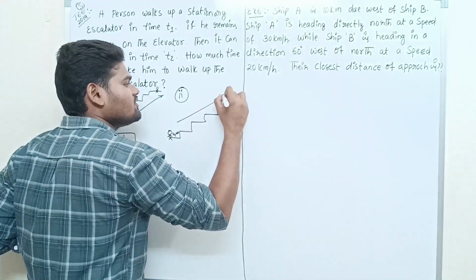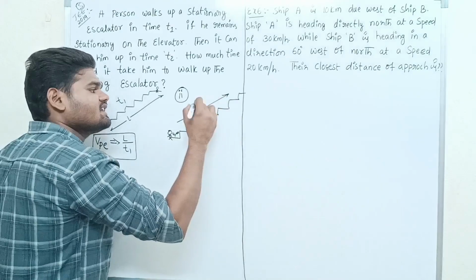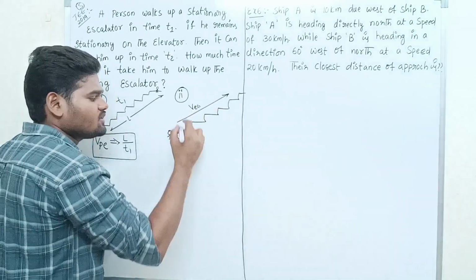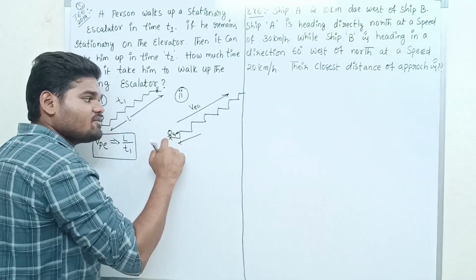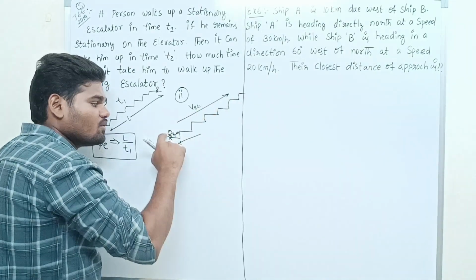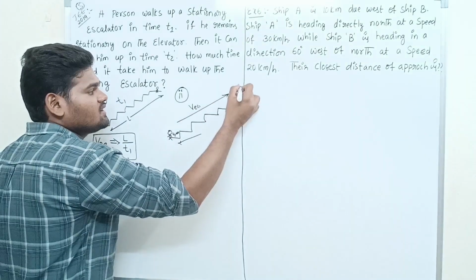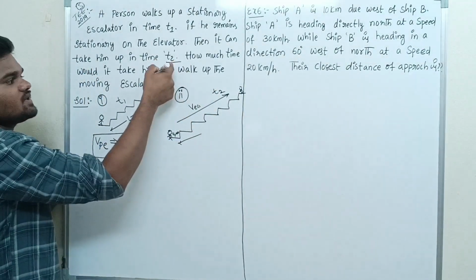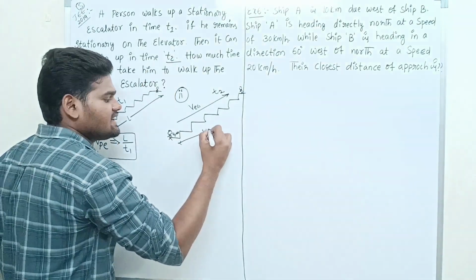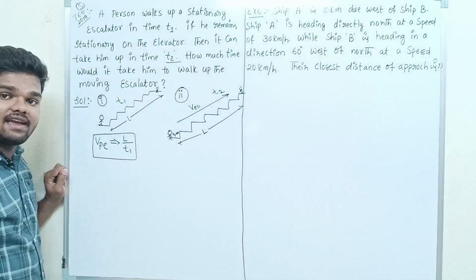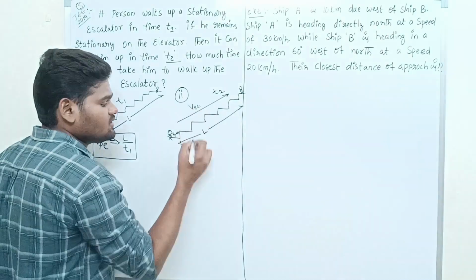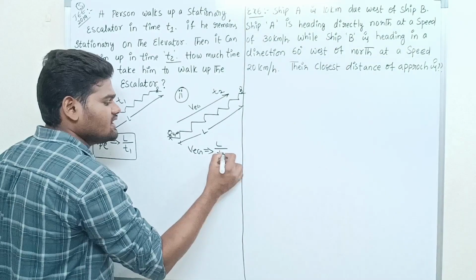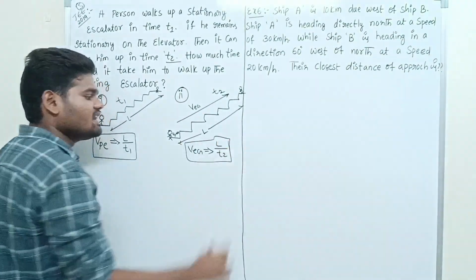Now the escalator is moving with respect to ground, so we have the velocity of the escalator with respect to ground. Again, the time taken by this escalator to bring this person from ground to this point is T2. The length of the escalator is L; its length does not change. Now the velocity of the escalator with respect to ground is distance by time. So this is the second case they are given.